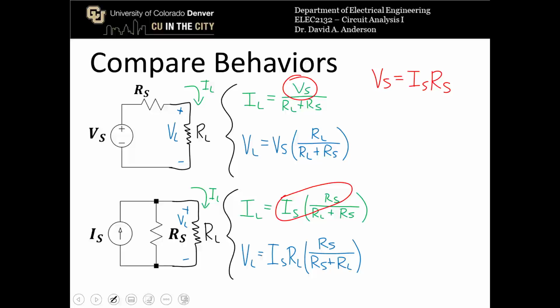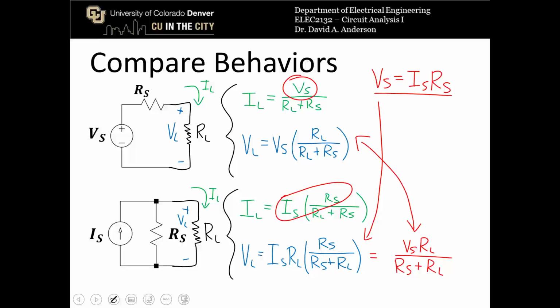Now, if we take the equation that we just derived and substitute it in here, we get that V sub L is equal to V sub S times R sub L divided by R sub S plus R sub L, which is the same equation that we had for the voltage divider. Which means now that these two circuits are completely equivalent with respect to the load resistor. It doesn't matter which one of these you use.